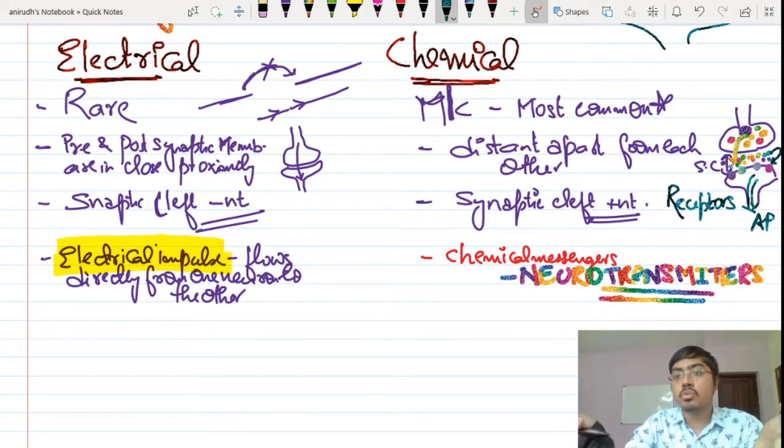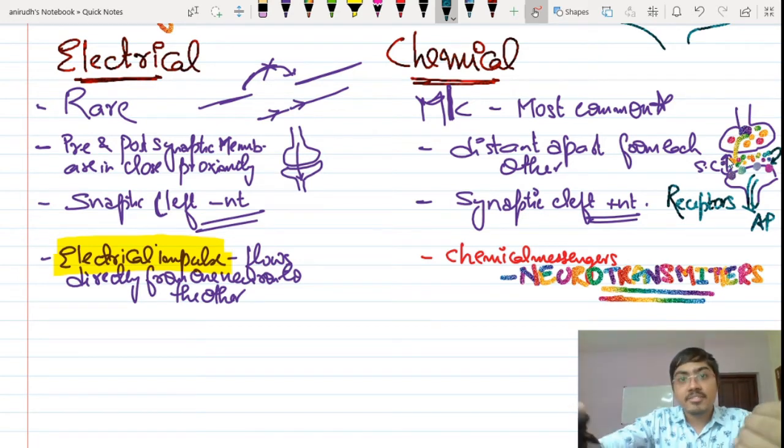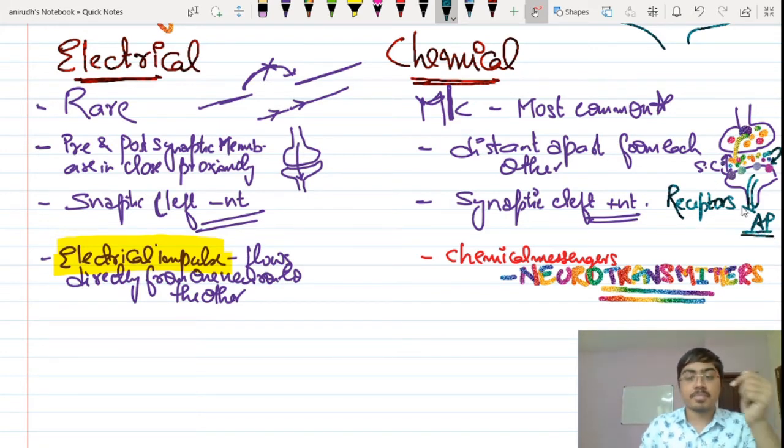They flow into the synaptic cleft, and they bind onto the receptors present on the postsynaptic membrane. Once they bind, the sodium channels will open in the postsynaptic membrane, and sodium will come into the cell. There is a reversal of polarity, an action potential in the second neuron, and this action potential is transmitted throughout the length of the second neuron and continues from here, right? We'll see this in great detail after some time.